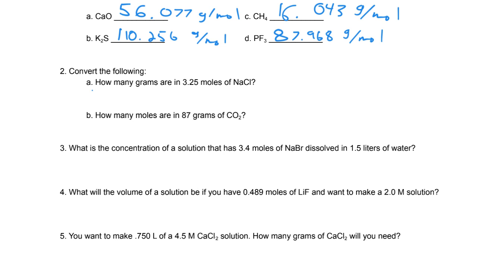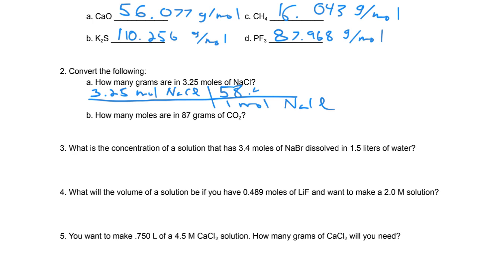So I'll start by writing what the problem gives me. 3.25 moles of NaCl. I'll put that on the top of a unit conversion bar. And now I need to multiply by a conversion factor that converts what 1 mole of NaCl weighs in grams. And to figure out what 1 mole of NaCl weighs, I need to add up its molar mass from my periodic table. And I get 58.44 grams of NaCl per 1 mole of NaCl.